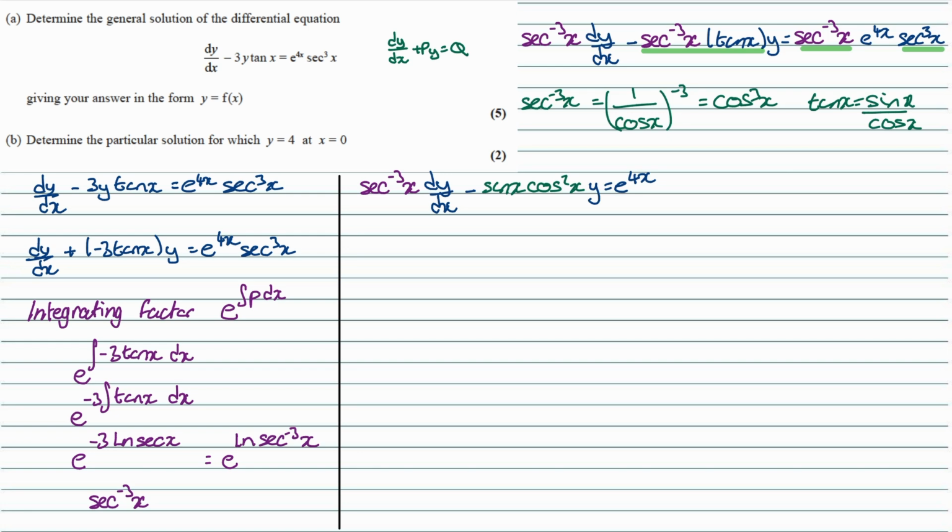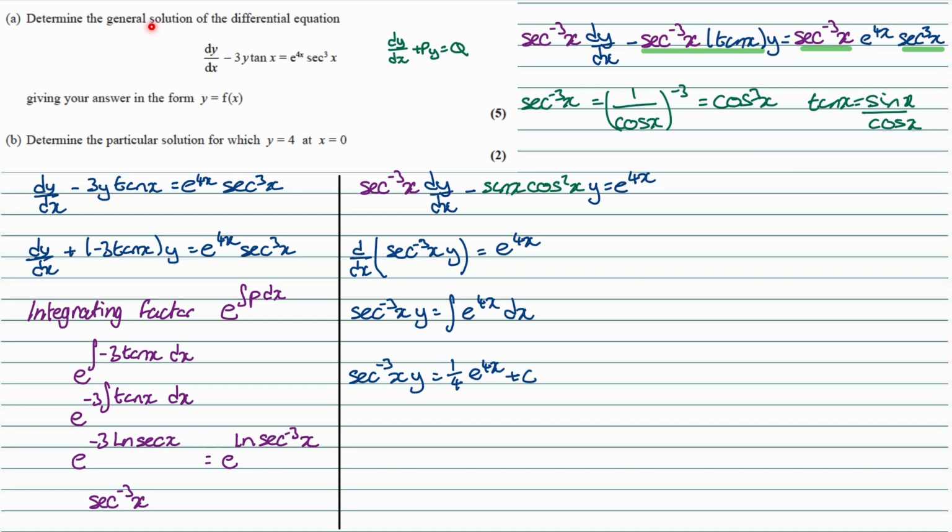Now, using the reverse product rule, the derivative of sec to the negative 3x times y will give us all of this. So we know this will equal e to the 4x. And now we need to integrate both sides with respect to x, and that will cancel out this derivative. So we need to integrate e to the 4x with respect to x. And this will give us 1/4 e to the 4x plus a constant term.